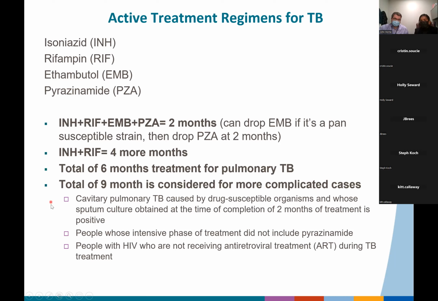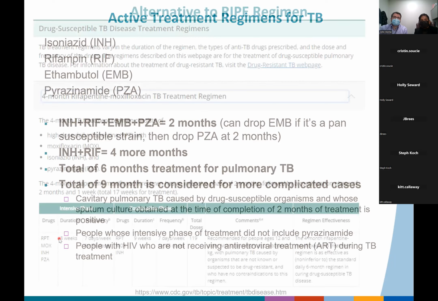And that would include, if you have cavitary TB, people who didn't initially have pyrazinamide as part of their regimen because they couldn't tolerate it, or if you're HIV positive with a low CD4 count or not on antivirals. Those patients not receiving antivirals, you will do longer treatment. So there are some patients you have to be mindful of, it's not 6 months, it's 9 months.